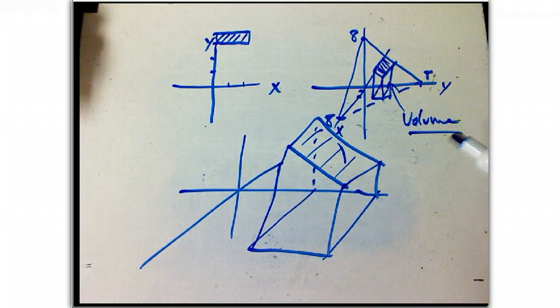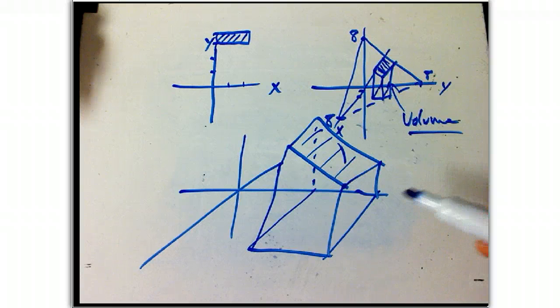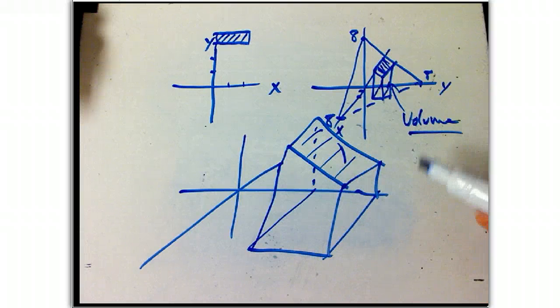Okay, and how would I find the volume of this? Well, it's really the same idea as we had in BC Calculus, which is, and there's going to be other strategies, but the first strategy is just to do slices.